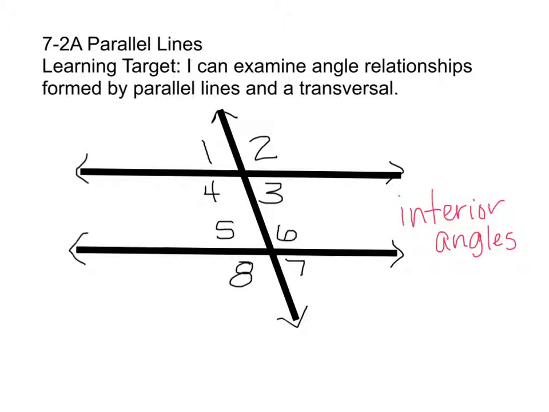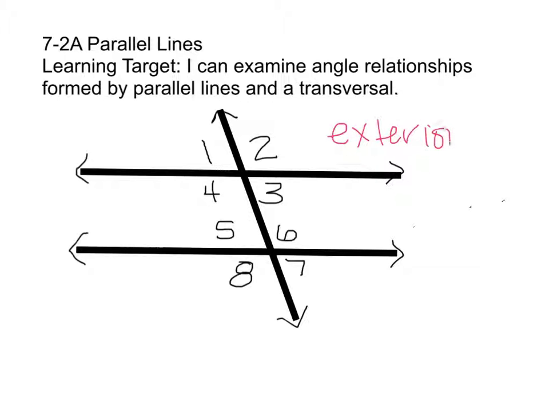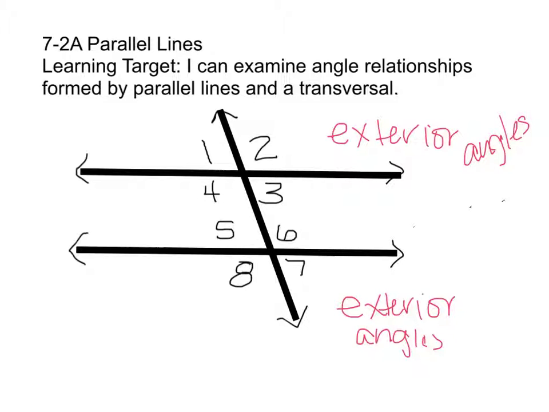When we talk about exterior, we mean outside. We're talking about the angles outside of the parallel lines. So these two angles are exterior, and these angles down here are exterior. Make sure you write this diagram down in your notes because you will see it again.